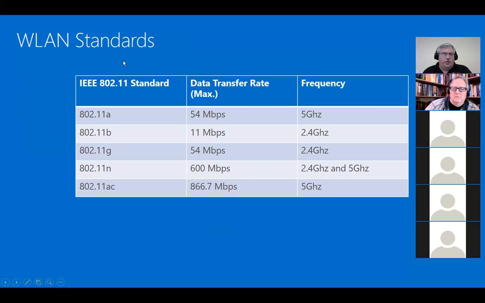So, different standards of Wi-Fi. They started out with A, which was on a 5 gigahertz frequency, and then they moved to 2.4 with B and G. And then in order to get faster speeds, they combined 2.4 and 5. Then AC apparently uses just 5 by itself, and then AX is back to using both. And it's basically faster, faster, faster.